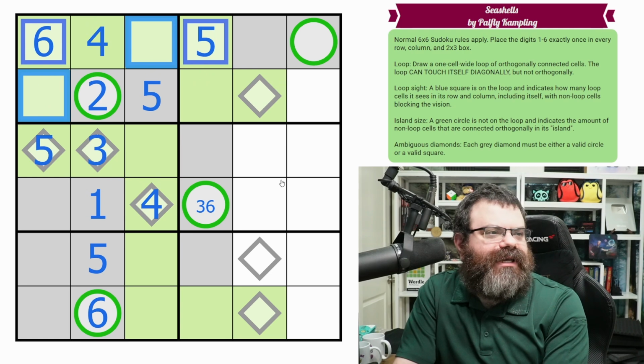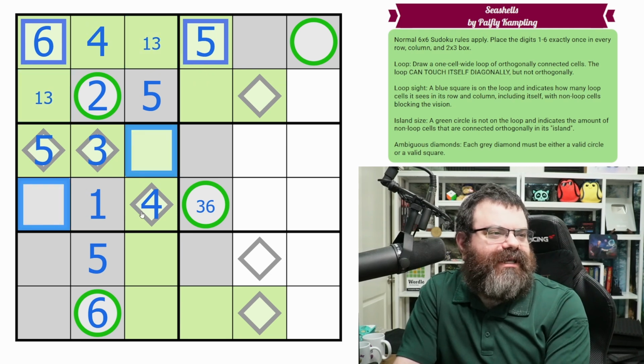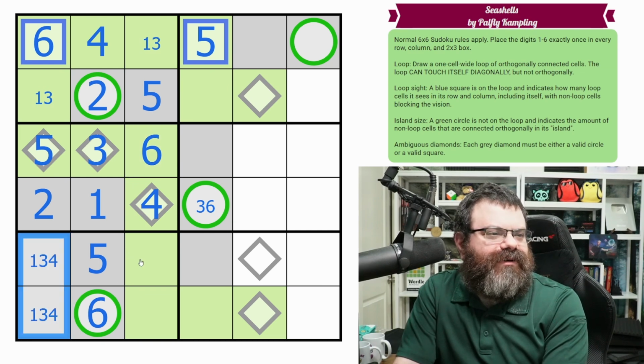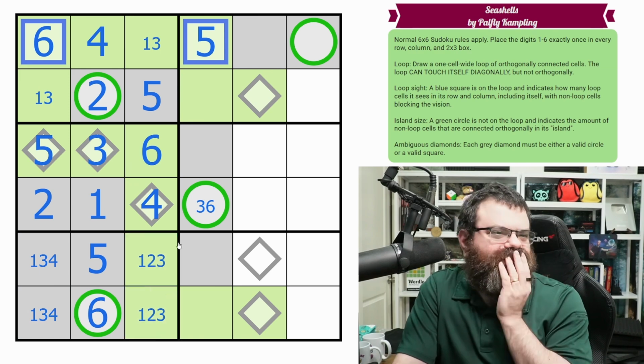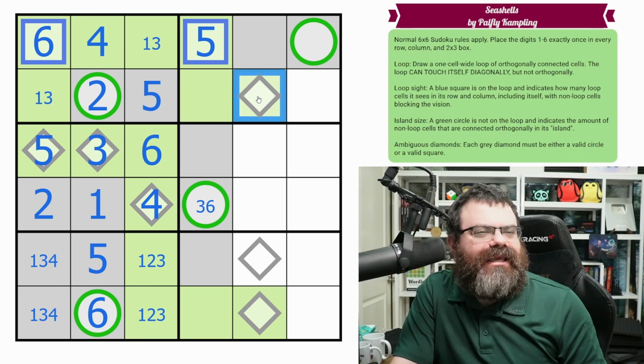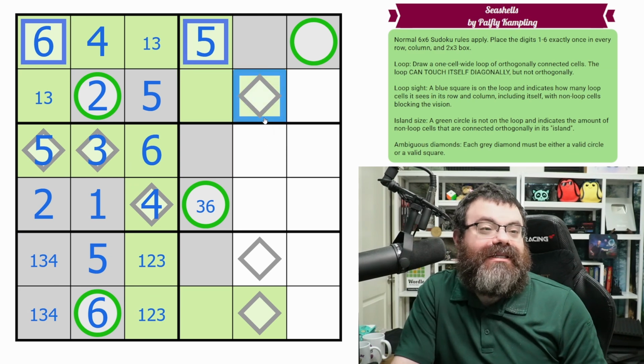These are 1, 3 pair. These are a 2, 6 pair. So that's 2 and that's 6. 1, 3, 4 and 1, 2, 3. Do we know this cell? I mean, it sees 2 already. It can't be a 2, but I mean, it's going to see at least one more.